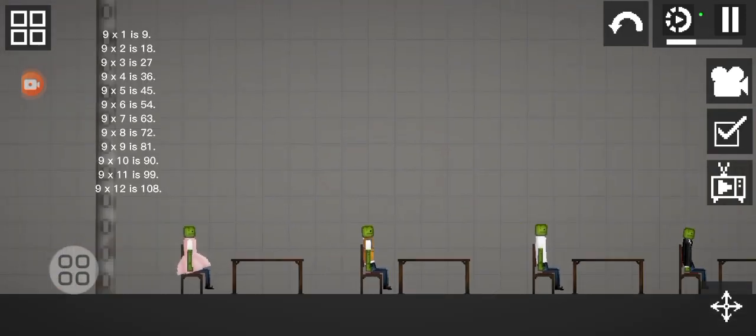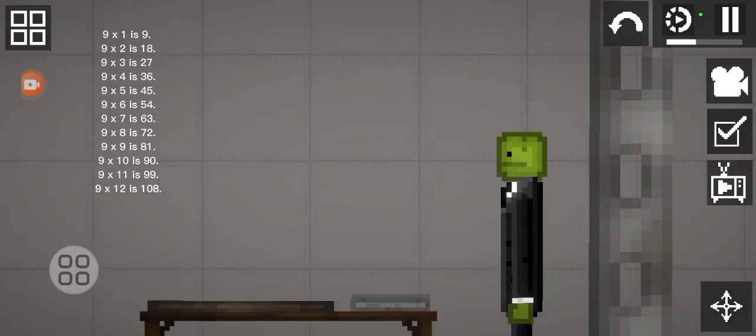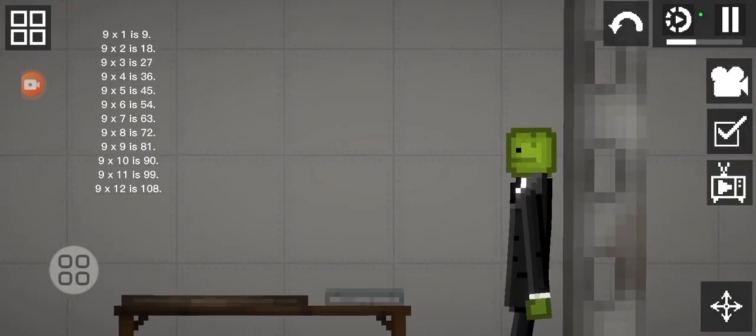Nine times one is 9. 9 times 2 is 18. 9 times 3 is 27. 9 times 4 is 36. 9 times 5 is 45. 9 times 6 is 54. 9 times 7 is 63. 9 times 8 is 72. 9 times 9 is 81. 9 times 10 is 90. 9 times 11 is 99. 9 times 12 is 108.